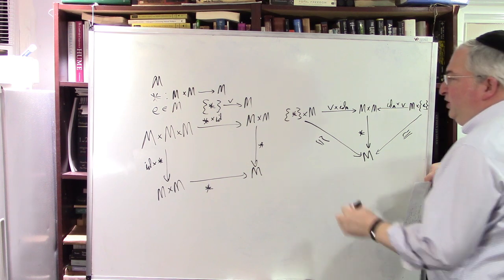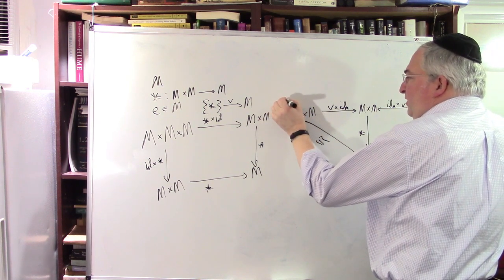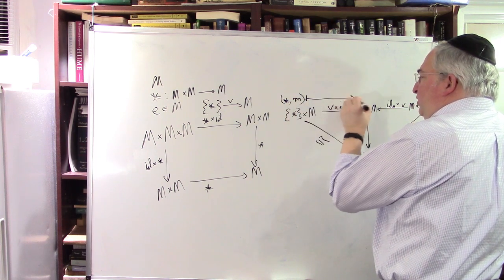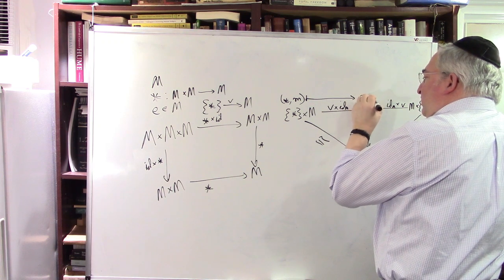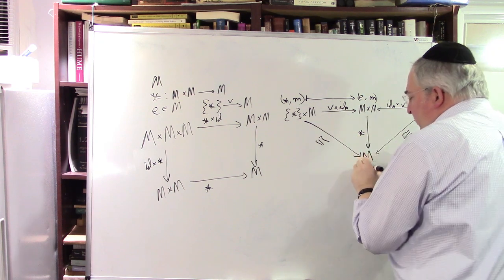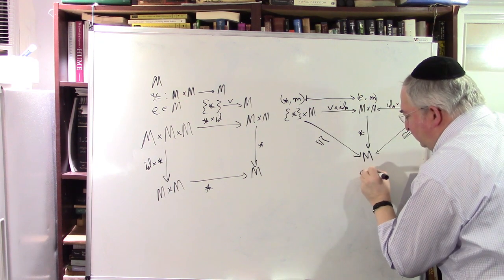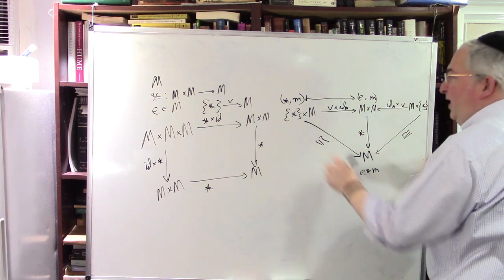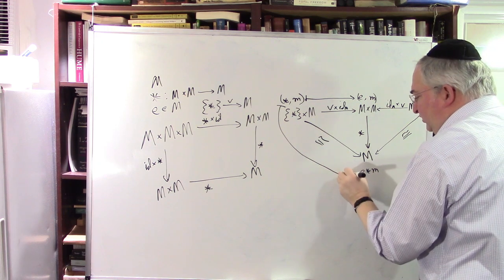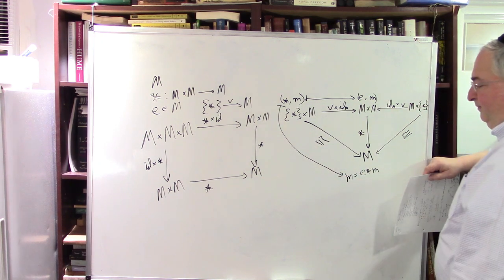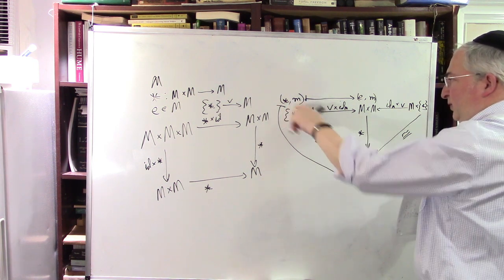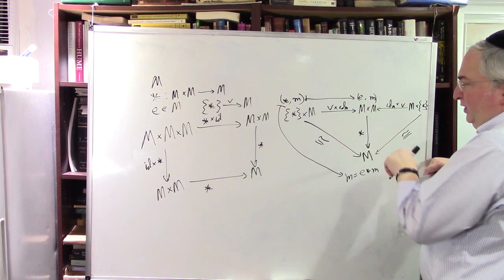Okay, so let's see what this is going to do. This is going to go like this. A typical element here will be x comma little m, and here it's going to go to e comma little m. Now we're going to multiply those, and so we're going to get e times little m, and going this way, that should just be equal to e m. That matches up with that. Of course you could do it on the other side.